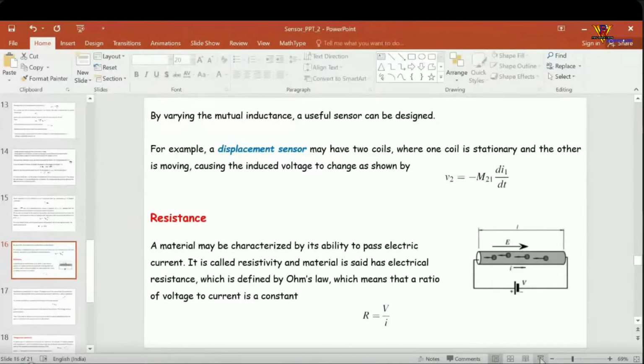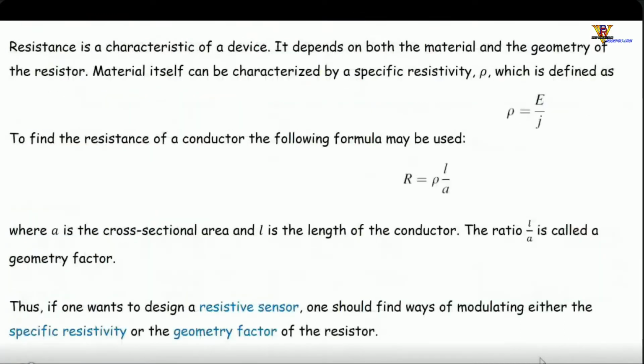Now, like capacitor and inductor, resistance is also a characteristic of a material or device. It depends on both the material and the geometry of the resistor. The material itself can be characterized by specific resistivity, expressed in terms of rho, which is defined as the ratio of E to J, the current density.